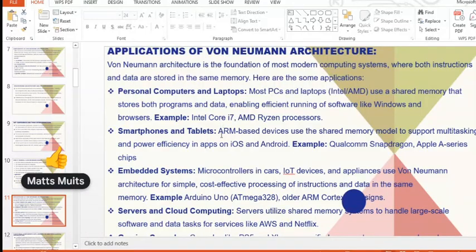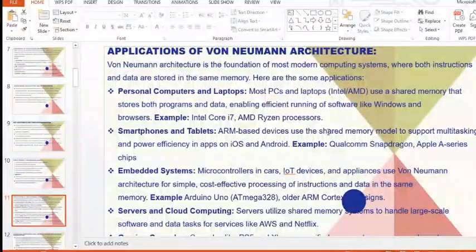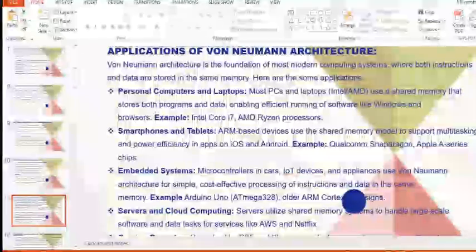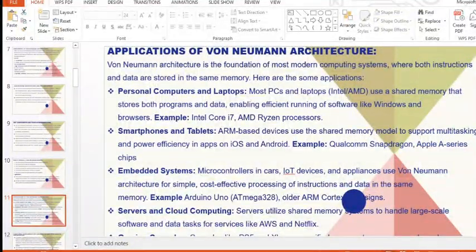Yeah, great. So let's talk about the applicability. What are the applications of the von Neumann architecture in the modern computing system? First, given your personal devices, or what you call the digital devices in the computer system.